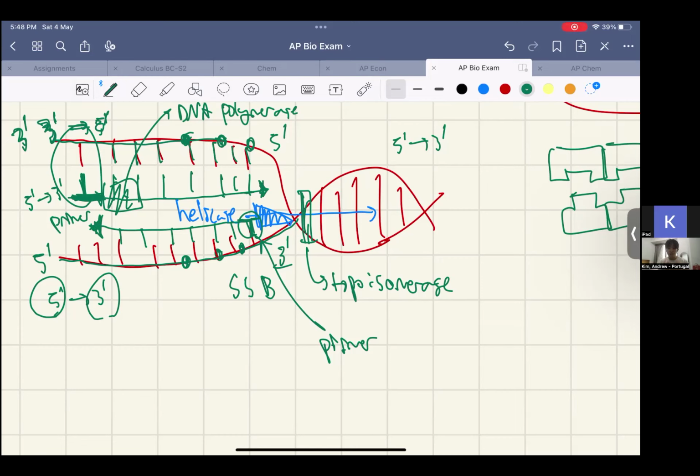Now, again, why are we replicating from 3 to 5 directions always? Well, because DNA polymerase can always make Lego blocks. It can always make nucleotides from the 5 to 3 direction. And since it has to be the opposite, we can always... this is so complicated.